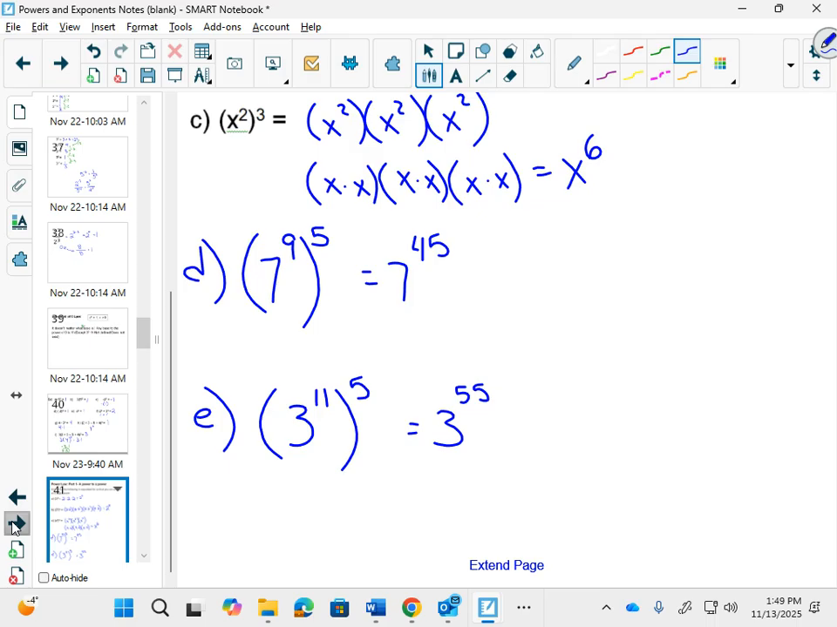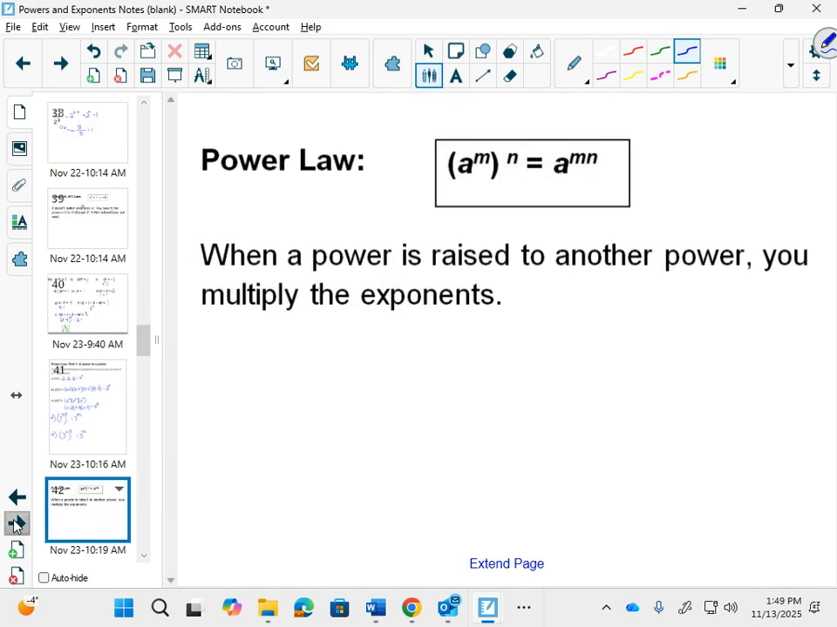Very nice. So the shortcut rule says if you have a power to a power, you can just multiply the powers together. So we can highlight this here. When a power is raised to another power, you can multiply the exponents. Again, whenever you forget, you can just write the expanded form. An exponent means repeated multiplication. If you forget a shortcut, you can write the repeated multiplication.